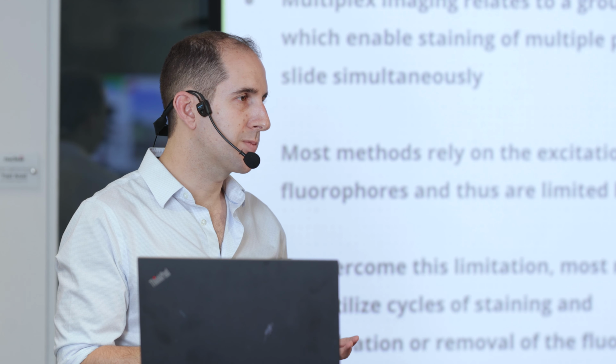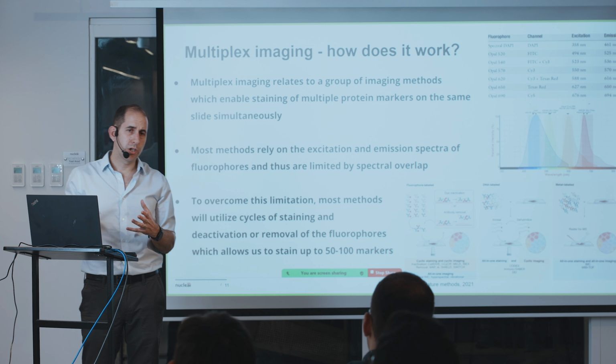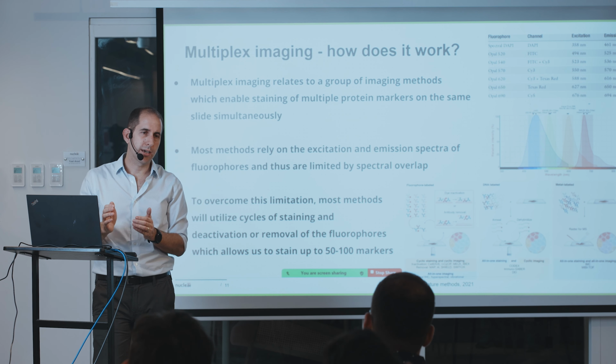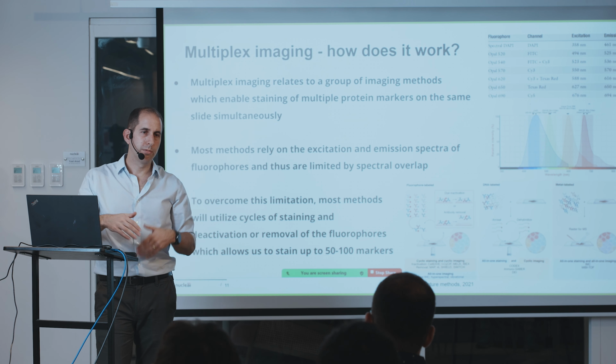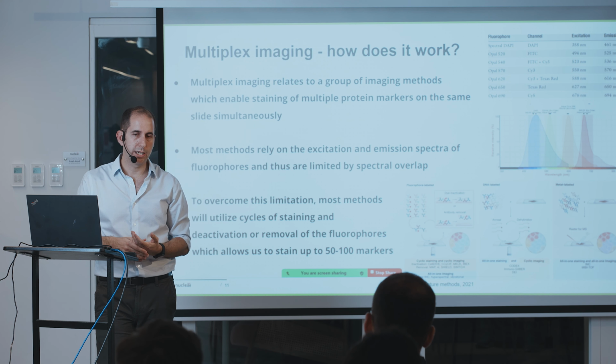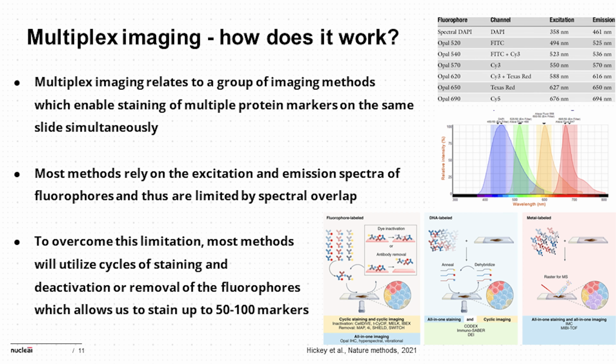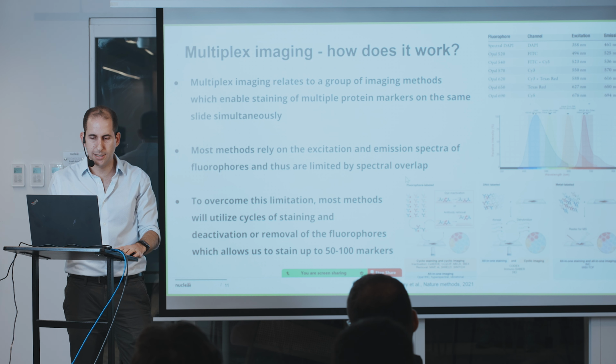And to overcome these limitations, most methods use cycling of staining and deactivation or removal of the fluorophores, where in one cycle you have 3 to 4 fluorophores that are stained simultaneously. Then you remove them, and then you stain again with different antibodies with the same 3 or 4 fluorophores. And that way you can reach up to 50 or 100 markers if you do, for example, 25 of these cycles. It of course takes a longer time to visualize these slides, but the data that you can get is a lot deeper.